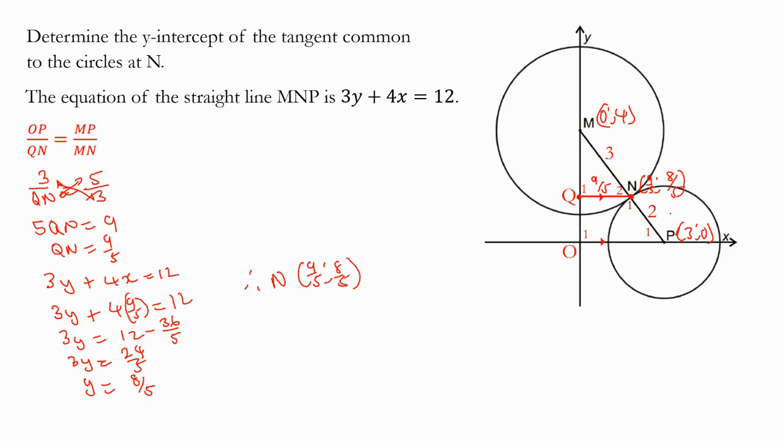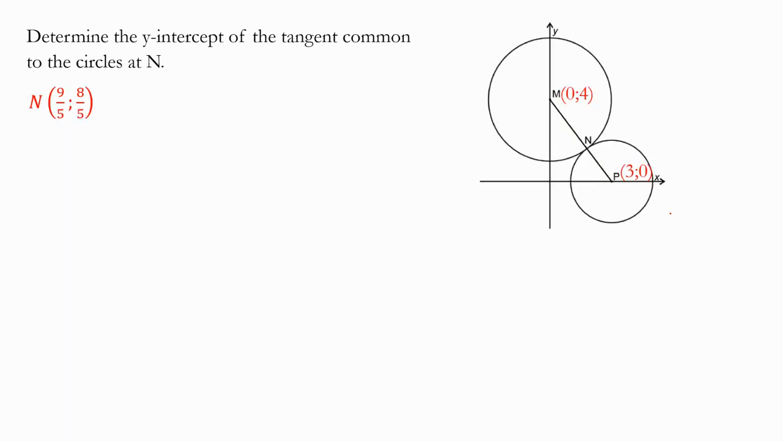See that? Okay, so now let's answer the question. Determine the y-intercept of the tangent common to the circles at N. So same thing here. We have the gradient of M and P. Let's just do the last part there. We just did this in the alternative method. So 9 over 5 here, 8 over 5. So we say the gradient of MNP, we have to write our equation in the form y is equal to mx plus c.